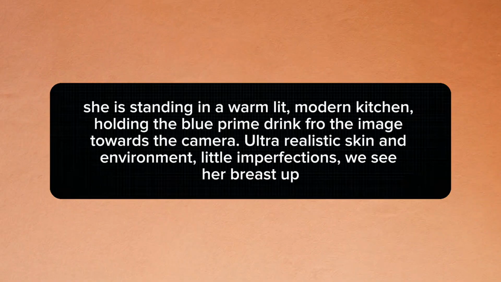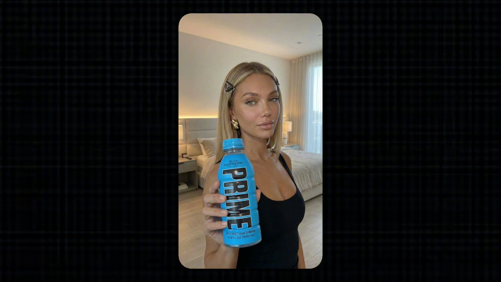Finally, enter a prompt that places the product into your character's hands or scene. This will depend on what your character is meant to promote. In this case, I want her to hold the Prime bottle in her hand and show it to the camera. Here's the prompt I used for this, and the image I get out of it. As you can see, you can also change the background to make the ad look even more realistic.